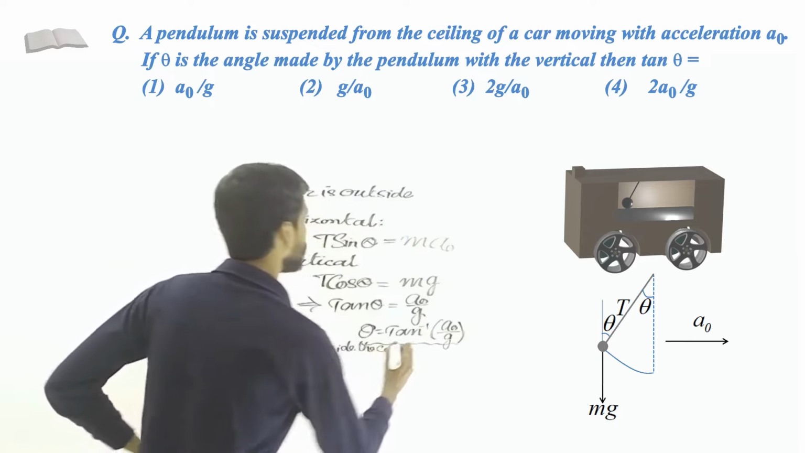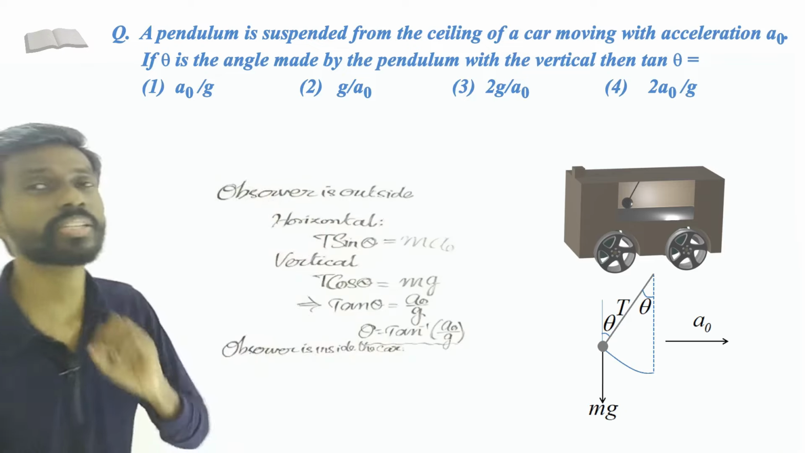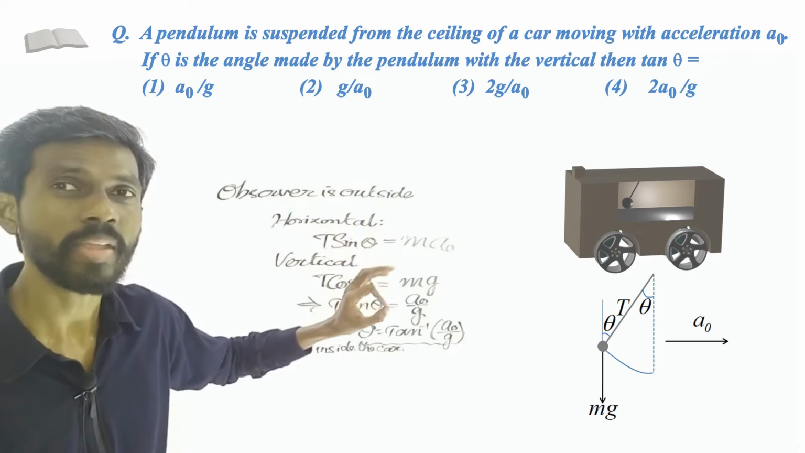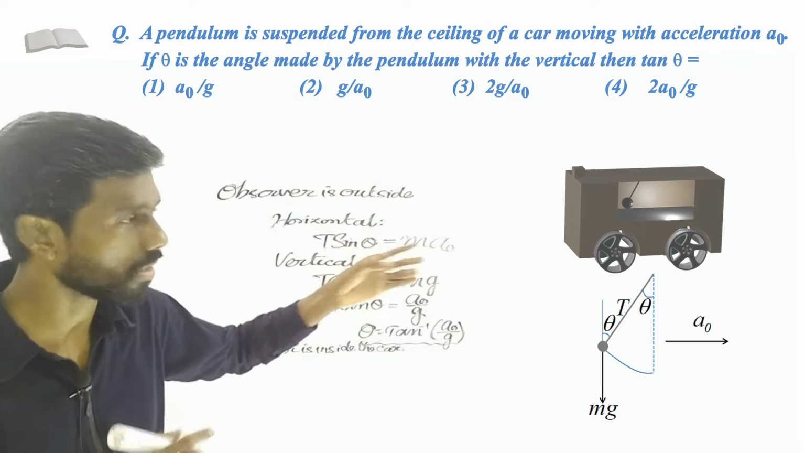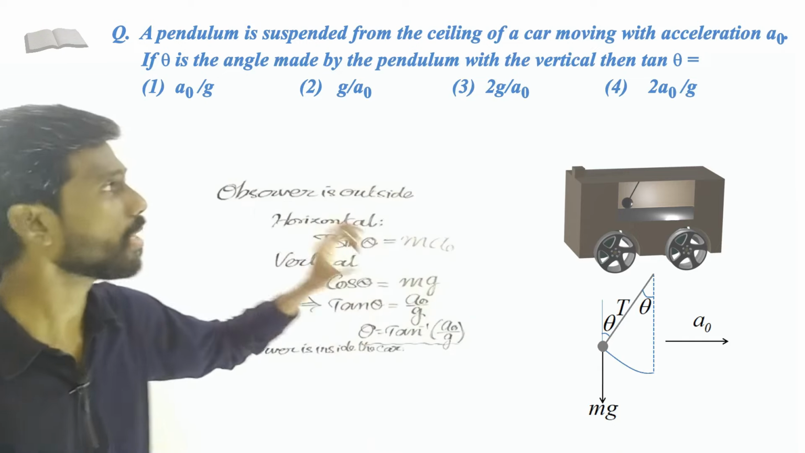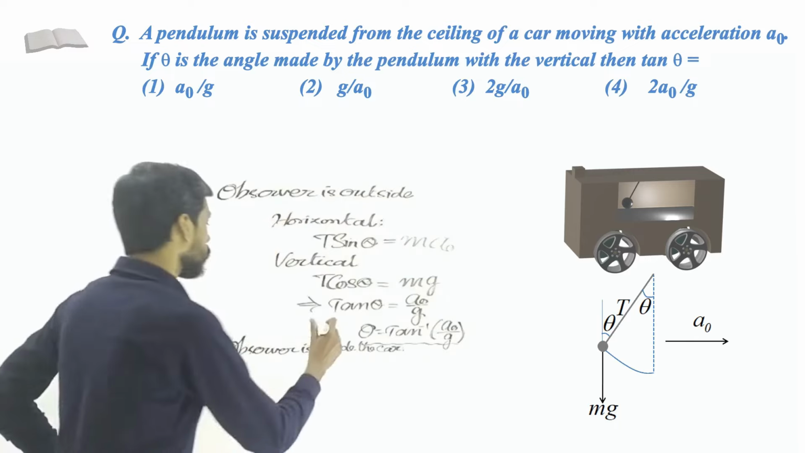When the observer is inside the car, then the observer is in the non-inertial frame of reference. You have to consider pseudo force also. But when the observer is inside the car, there is no acceleration. The pendulum seems to be at rest for an observer inside the car. That means total force must be 0. But what is the total force?